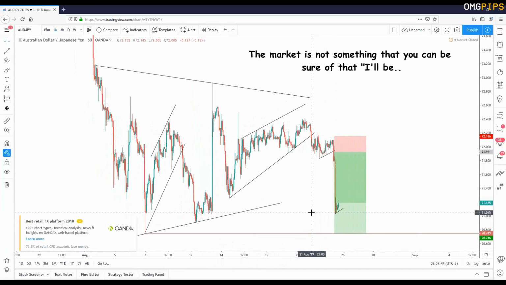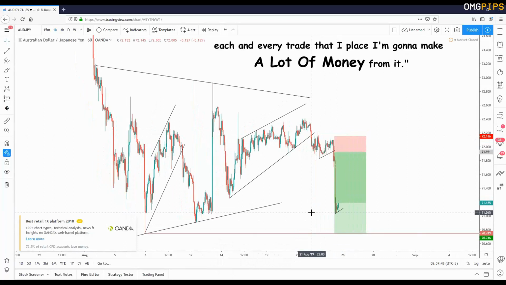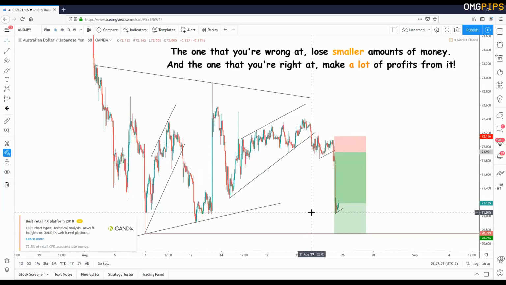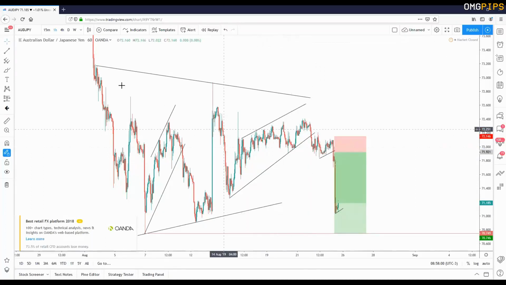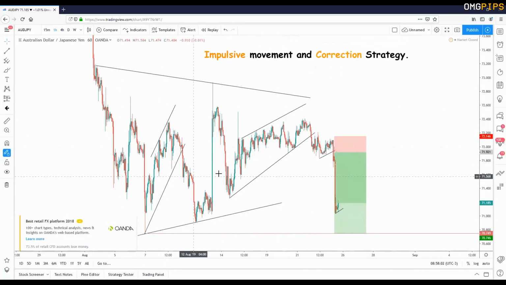The market is not something that you can be sure of, that on each and every trade that I place, I'm going to make a lot of money from it. So rather, on the ones that you're wrong at, lose smaller amounts of money, and on the ones that you are right at, make a lot of profits from it. You get that? So that's how we caught this trade. It's using this impulsive movement and correction strategy.